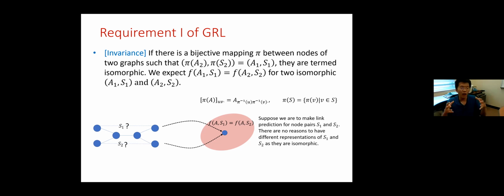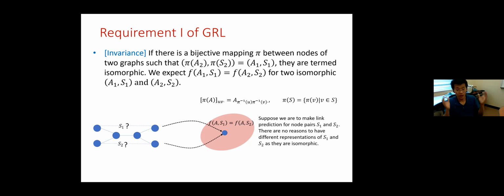And if these two tuples are isomorphic, we expect that our model will assign the same representation to them. This is called invariance. An example of this invariant property is shown here. Suppose we want to predict whether there could be a link between these two nodes and these two nodes. Since they are isomorphic to each other, you can find a pi to have this mapping here. So they essentially will have the same representation.